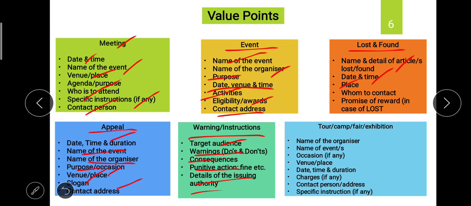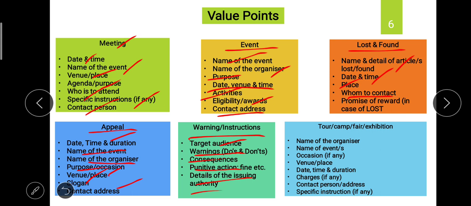Then place, where lost or where found. Whom to contact, in case you have found, then whom to return it to. And in case somebody has found it, he will make a mention that you come and collect it from me. So we need to make a mention of the contact person also.